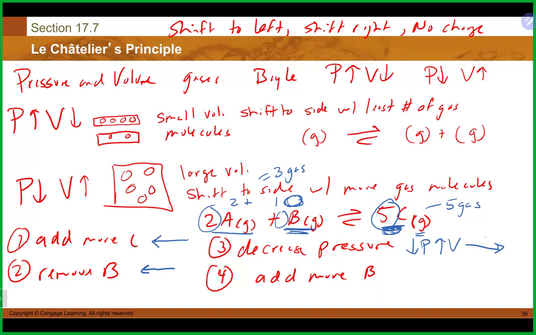Lastly, we're going to add more B. So B is a reactant. When we add, it will go away. It will shift to the right and go towards the product side. Again, when you add more B, you have more reactants, and more reactants are going to cause the forward direction to occur, which is why it goes to the right-hand side. Any questions on that there?